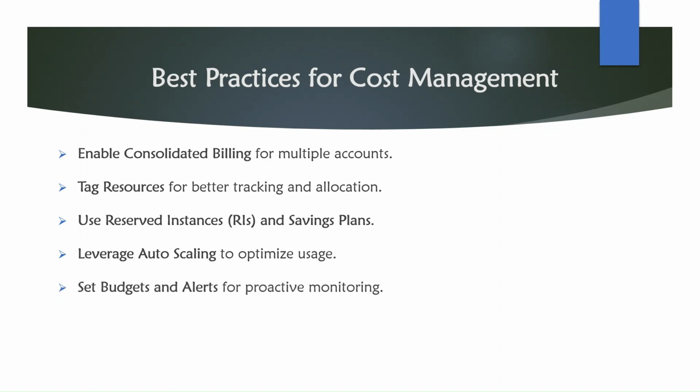Set budgets and alerts for proactive monitoring. Setting custom budgets and configuring alerts ensure that you are notified when your spending or usage approaches your set limits. This proactive approach to monitoring helps avoid unexpected costs and allows you to take corrective action before overspending occurs. It provides visibility and control over AWS usage, leading to more effective financial management.